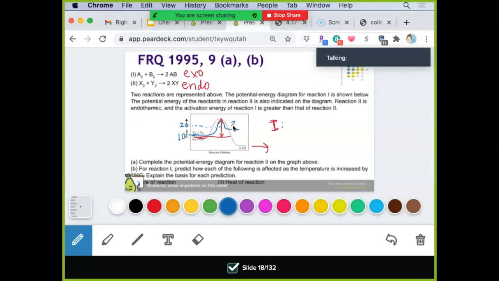And so then you have 2XY over here. Those are my products. This is definitely a lower hill, right? And again, if this is endothermic, delta H, which is products minus reactants, should be positive, right? So I put fake numbers in here. My products are higher than my reactants. So my products are 20, my reactants are 10. That's a positive 10, endothermic.